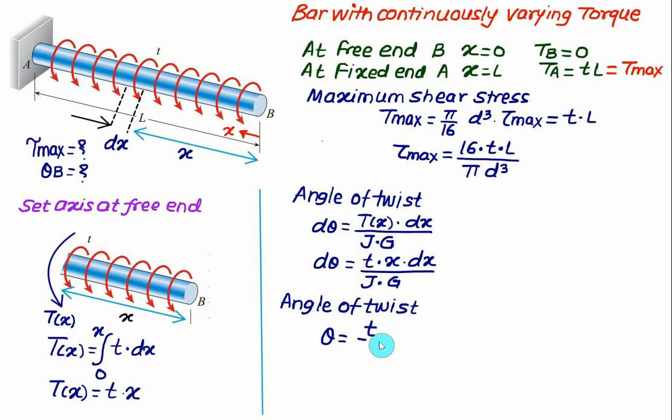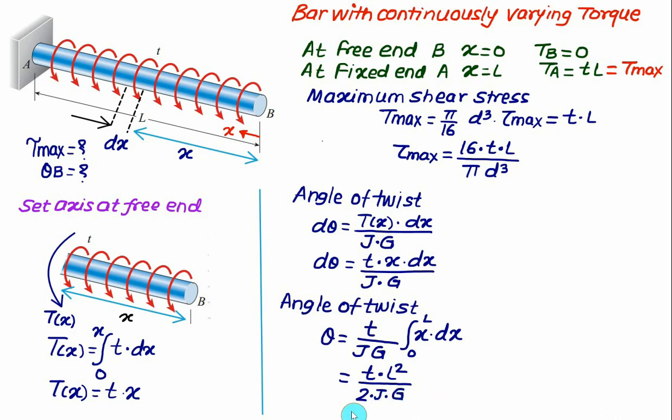So we have T divided by polar moment of inertia multiplied by modulus of rigidity G, into integral x dx from limit 0 to L. This time we have integral of x is x square by 2, that will be L square by 2. So the angle of twist will be equal to T multiplied by L square divided by 2 times polar moment of inertia J multiplied by the modulus of rigidity G.